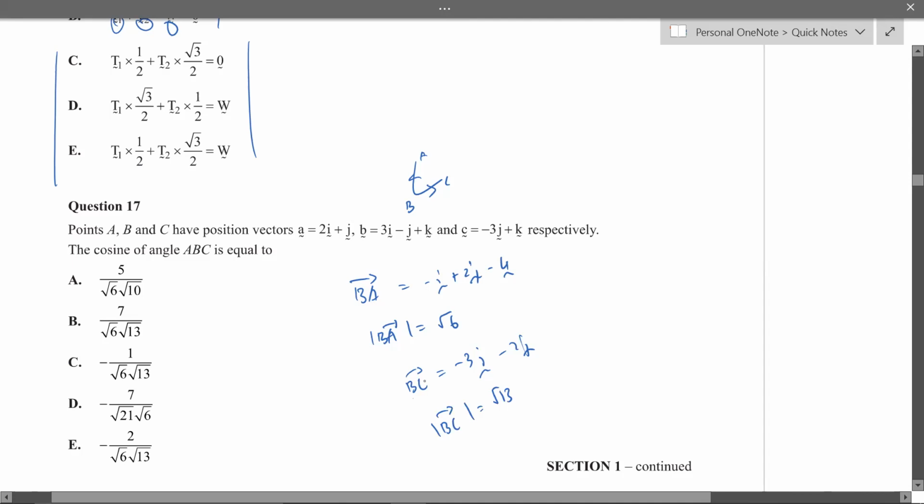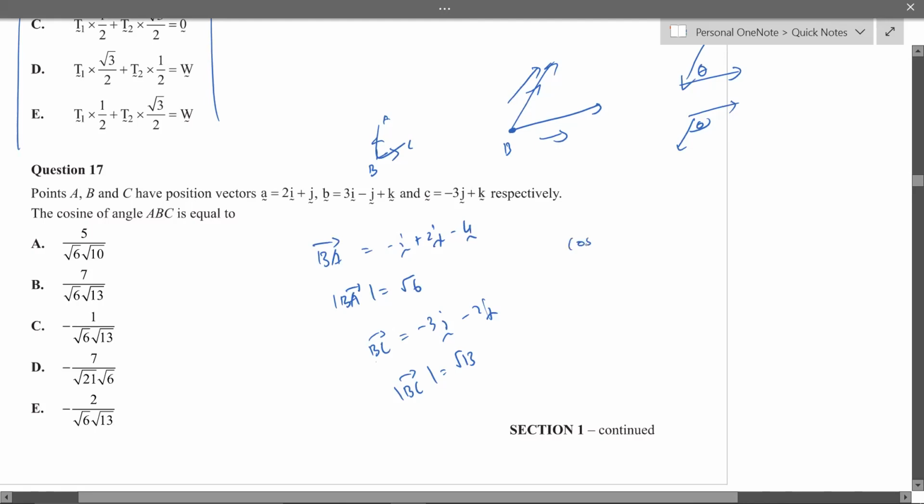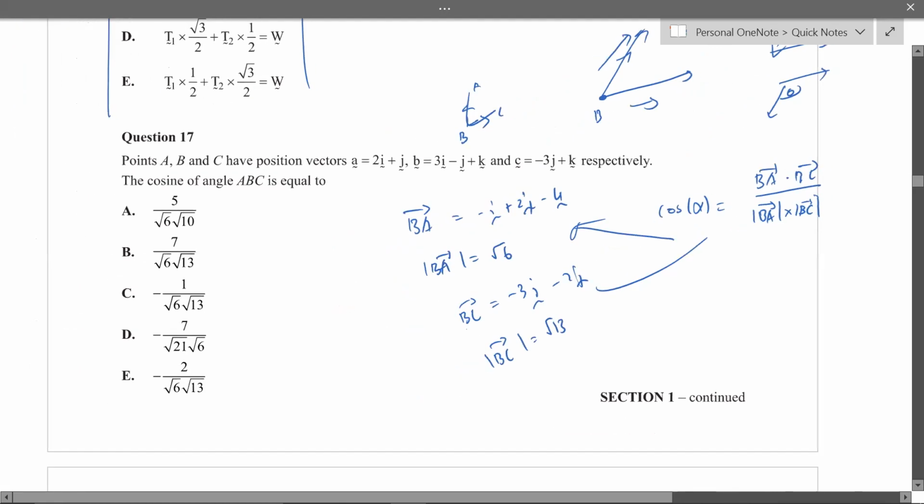You have to have BC and not CB or AB, because when you do the cosine of an angle, it has to be from head to head. So you have to start with B going that way and that way. You can't do it like that, because then the angle that you would calculate would be this one and not this one. Then you just do cos theta equals BA dot BC on mod BA times mod BC, and if you just sub these values in, you get C.